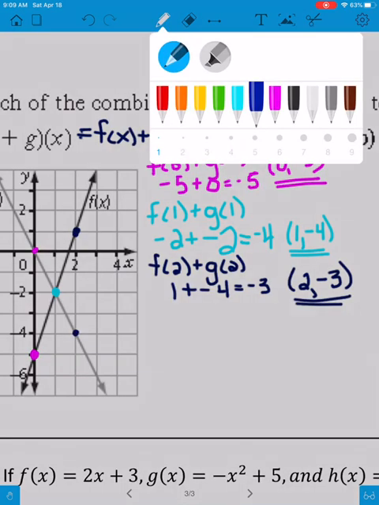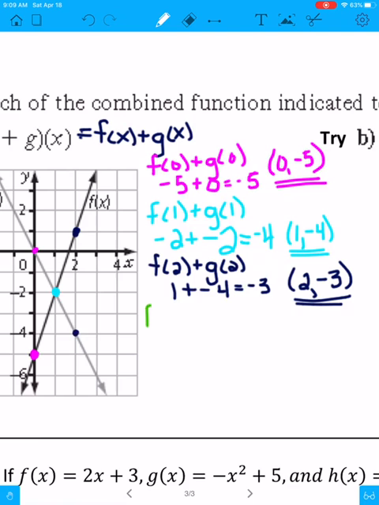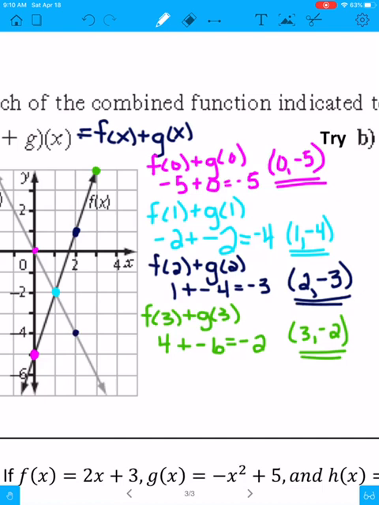And then I'm going to do one last point. f of 3 plus g of 3. So f of 3 is at 4. g of 3 is at negative 6. And so I get negative 2. So my new point's at 3 and negative 2. Now I could keep going to 4. The problem is that I can't see f at 4.